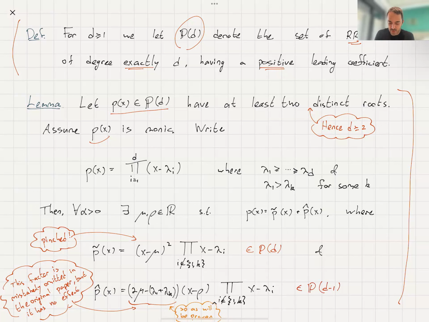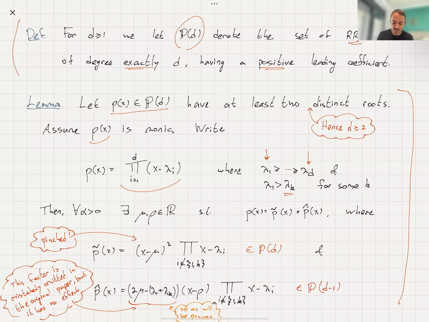So of course you can write the polynomial like that because it's real-rooted. It has the roots. The lambda i's may repeat, but let's write it like that. And as usual, lambda 1 is going to be the largest root, lambda d is the smallest root, and equality can occur. But because we are going to assume that we have at least two distinct roots, there is some k such that lambda k is smaller than lambda 1. So let's denote by k the first index for which you don't get lambda 1 anymore.